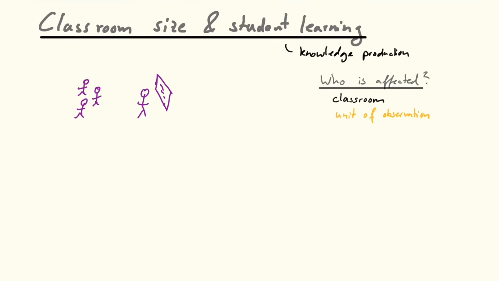Now we get to the two obvious concepts when we talk about causal relationship. The first corresponds to the question, what is the cause? And the second one corresponds to the question, what is caused? What is the cause in our example? That's right, it's classroom size.